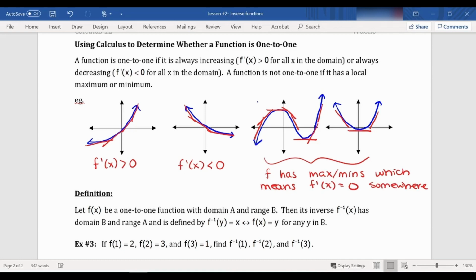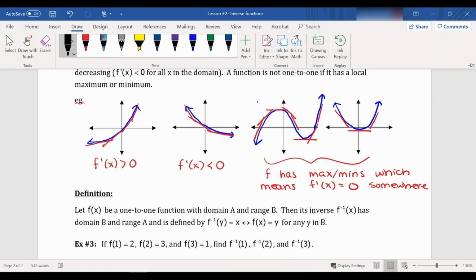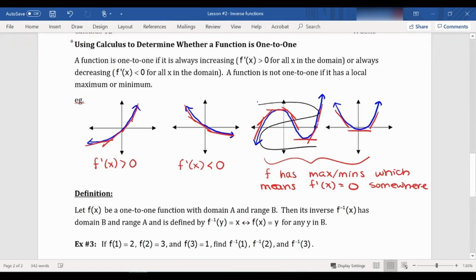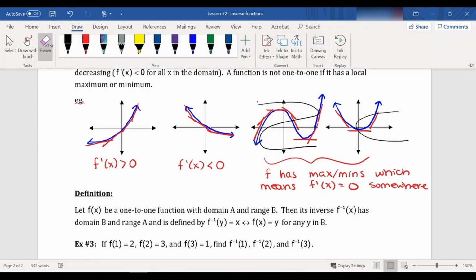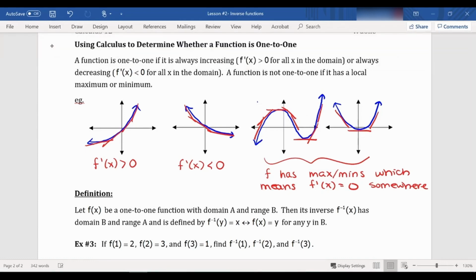Now, if I think of these graphs f, if I were to invert these or reflect these across the line y equals x, you would notice the first two would also be functions. This second one here, if you were to reflect this, it would look something like this. That would not be a function. If I reflect the parabola, it looks like this. That is not a function. Okay, so you have calculus here that can help you figure out if an f is one-to-one, and therefore if its inverse would be a function.